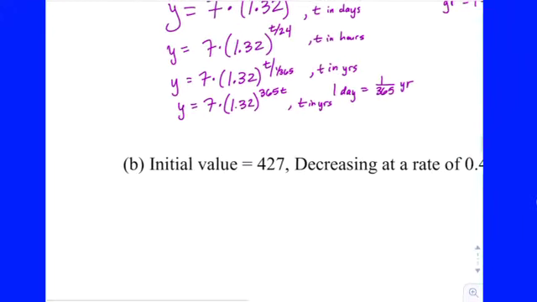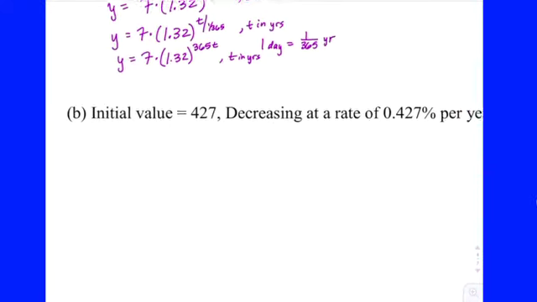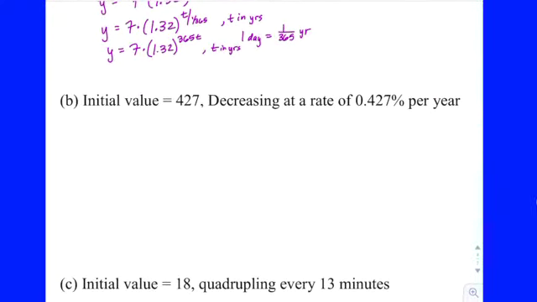Okay, part B. Go ahead and do it yourself. Give you a minute or two. If you've already done that, move on to C and D. We'll catch up with you.